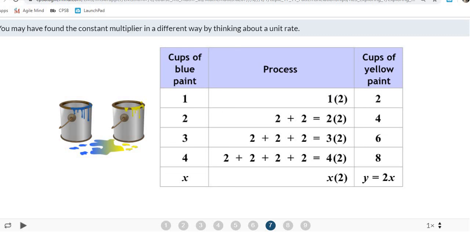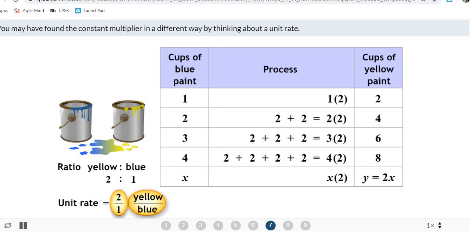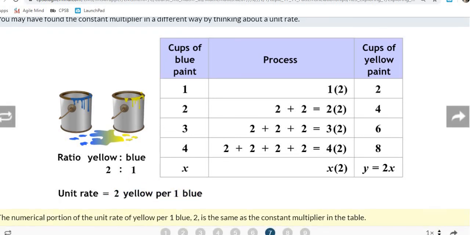Okay, looking at this next slide, we see blue and yellow. We're looking at the ratios of blue and yellow, and it says we have 2 yellow for every blue. So if I look at a unit rate, that is 2 yellow per 1 blue. That is our ratio and unit rate. It's all related.